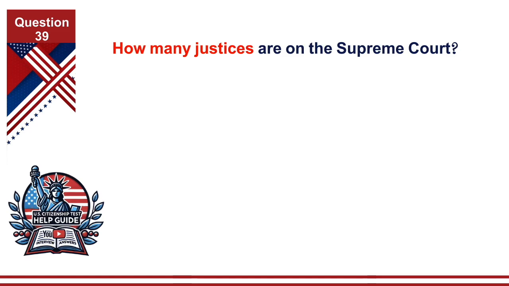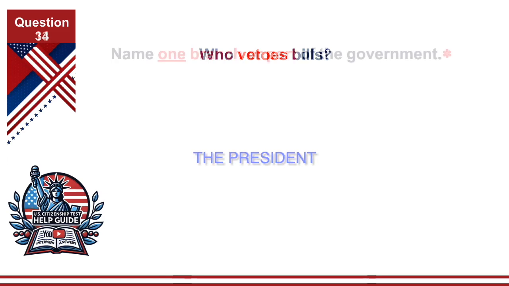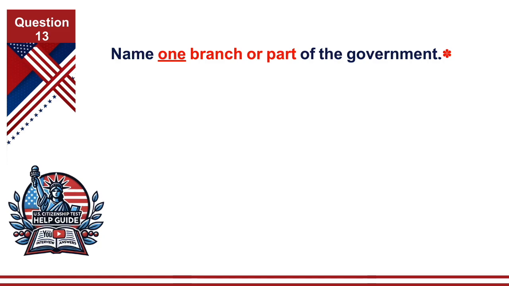How many justices are on the Supreme Court? 9. Who vetoes bills? The President. Name one branch or part of the government. Congress.